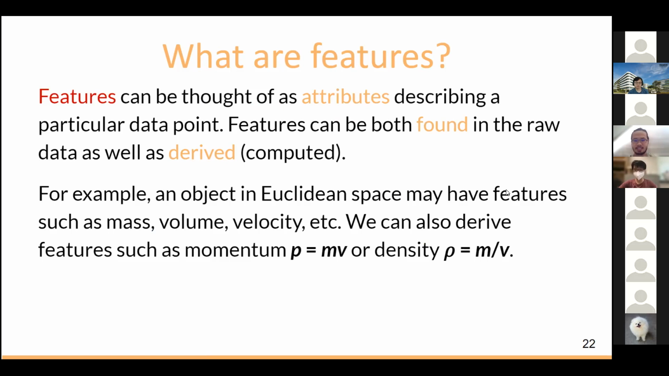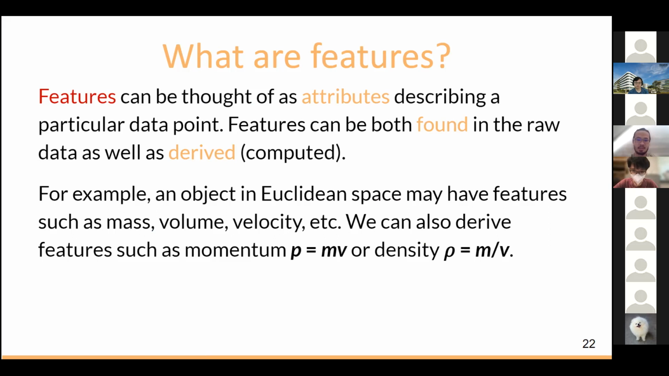Features, you can think of as a form of descriptive attribute for the data. For example, if you talk about an object in Euclidean space, we have features like mass, volume, velocity, things like that, right? So features can be found in the raw data.